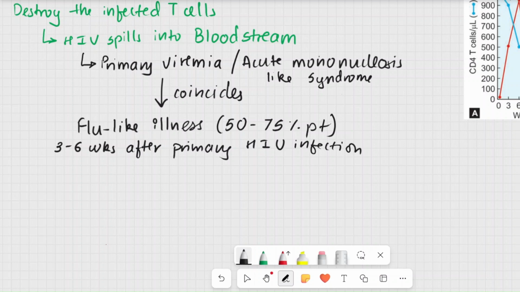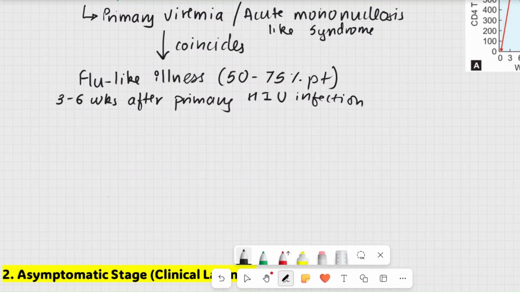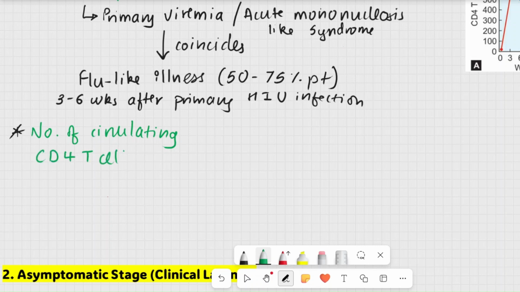And while all this is happening, as I mentioned over here, it is destroying the T cells. So can I say, what will happen to the number of circulating CD4 T cells? What will happen to the number of this thing? If the HIV is destroying the CD4 T cells, there will be a significant decrease. They will decrease significantly. Clear from this thing? This much is very much clear, right? So this was all about the first stage, guys.